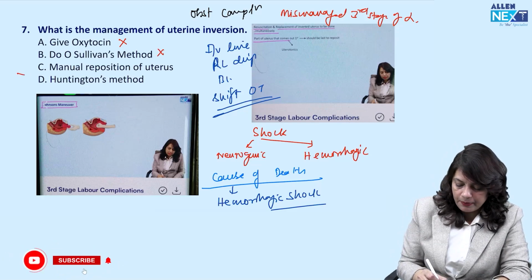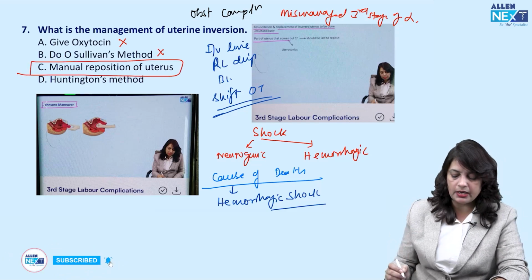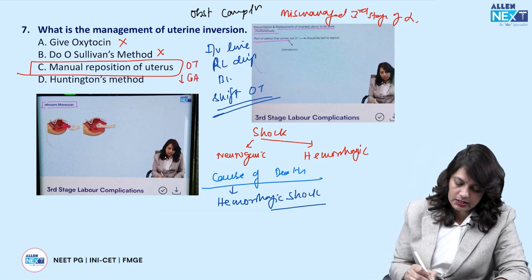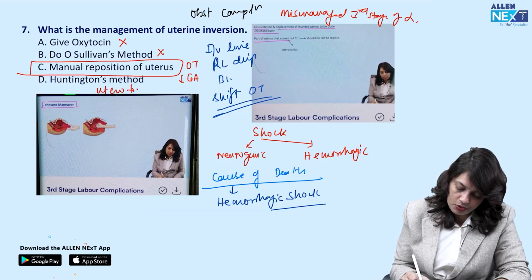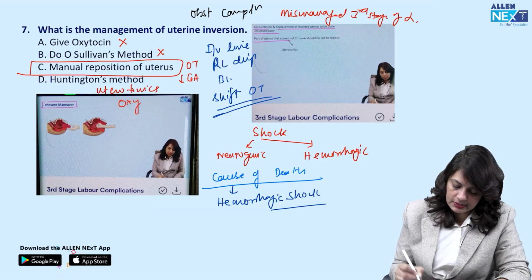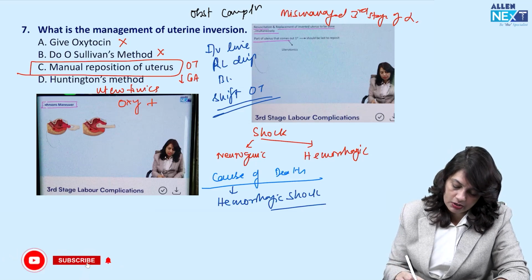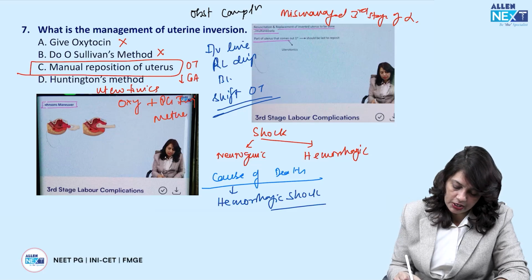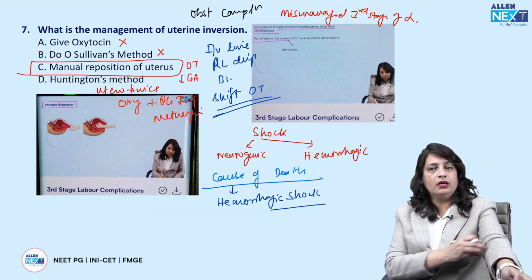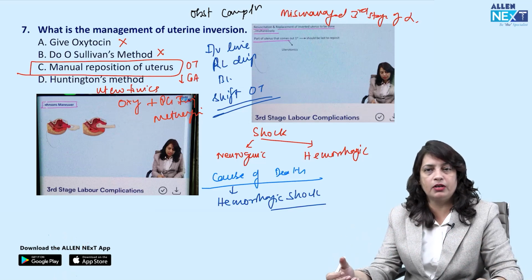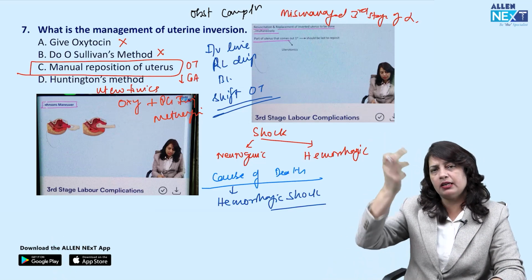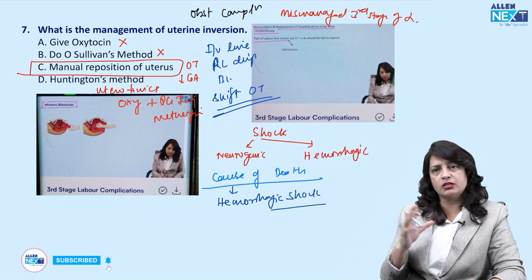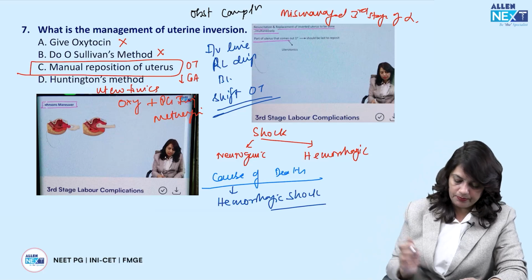So it is manual reposition of the uterus back into its anatomical position in OT under general anesthesia, followed by uterotonics. Uterotonics are agents that contract the uterus: oxytocin or prostaglandin injection or methergine injection, ergometrine, whichever is available or whichever contracts the uterus. So usually there is an IV fluid which is running, so we add the oxytocin in that. That is fair enough to cause contraction of the uterus.